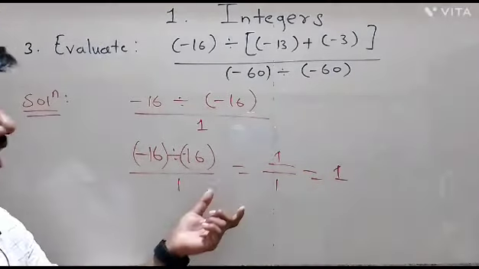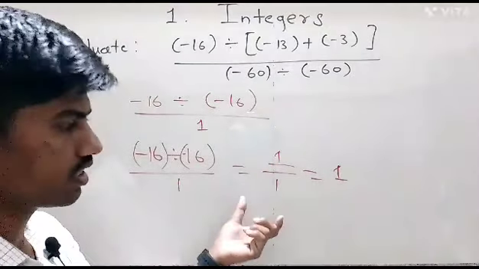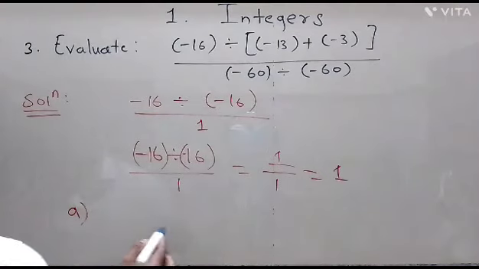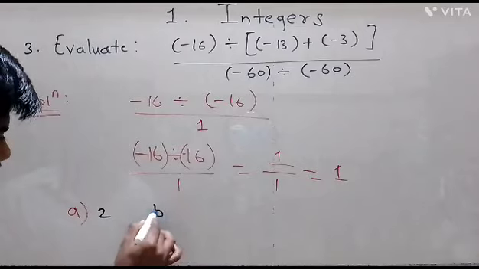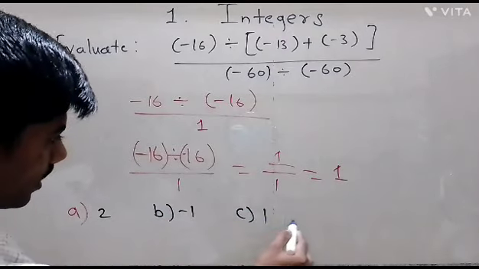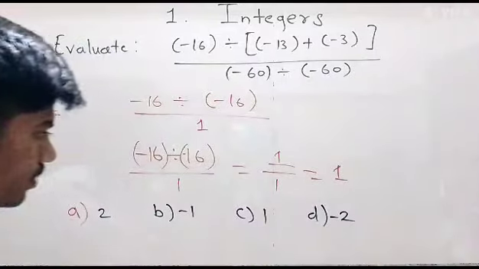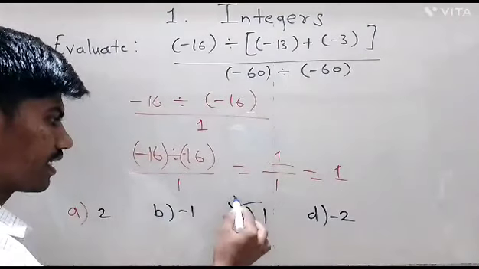Sorry for this one, I haven't taken the option yet, I am just looking at the options. The options are 2 minus 1, 1 minus 2, 2 minus 1, 1, and the last one is minus 2. So which one is the correct one? C1 is the correct one.